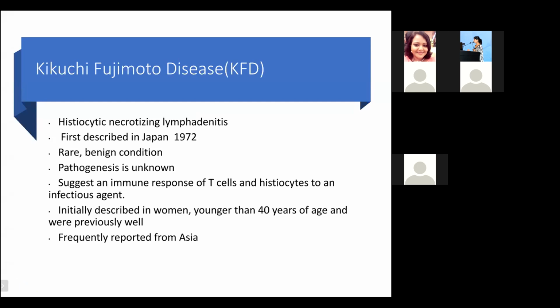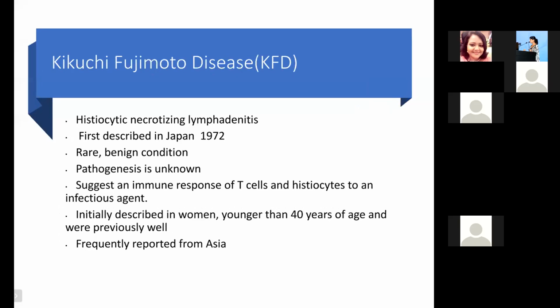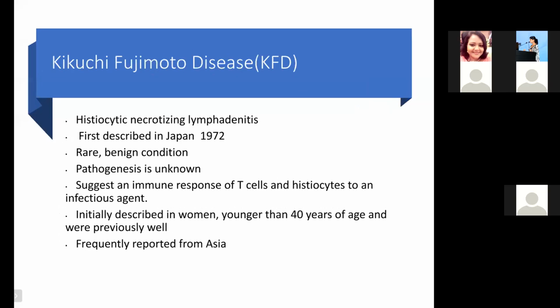Kikuchi disease, also called histiocytic necrotizing lymphadenitis, first described in Japan in 1972, is a rare benign condition, and the pathogenesis is unknown. It suggests a possibility of an immune response of T cells and histiocytes to an infectious agent. Initially described in women younger than 40 years of age, and all were previously well. It is frequently reported from Asia.